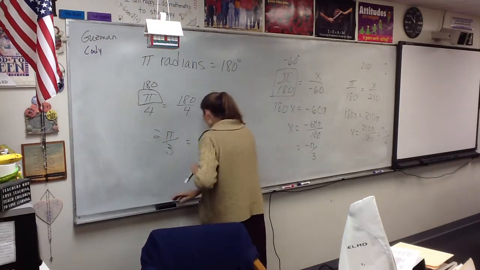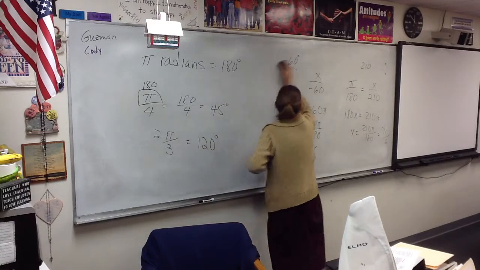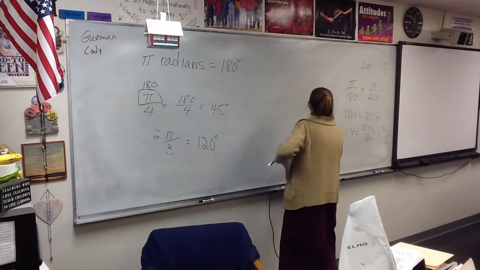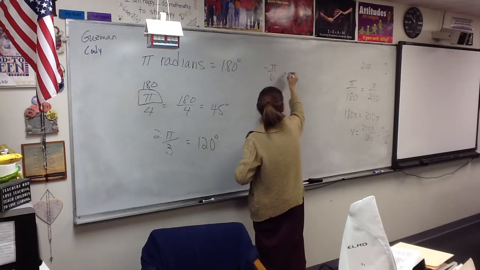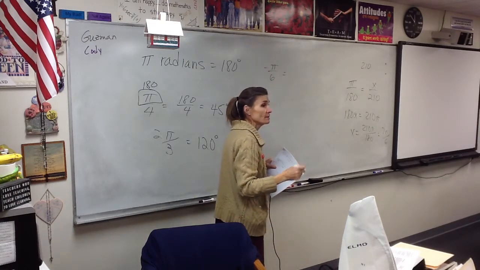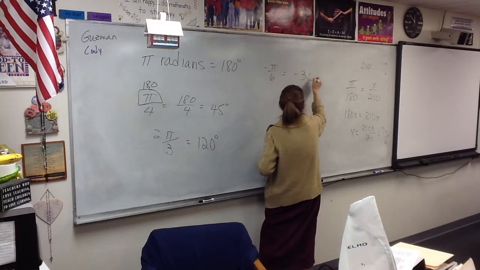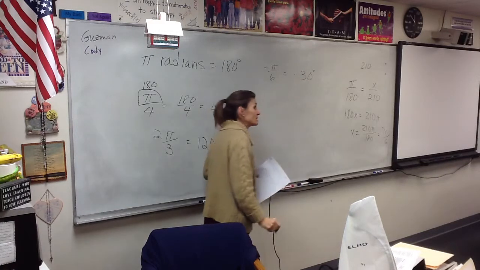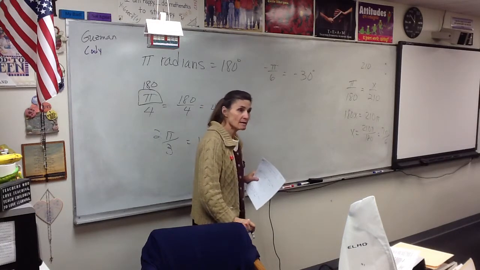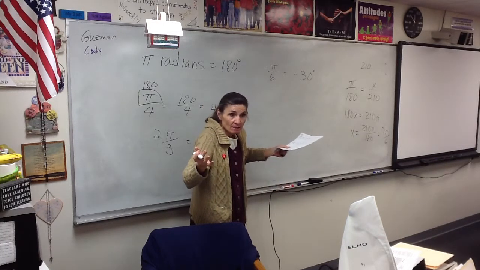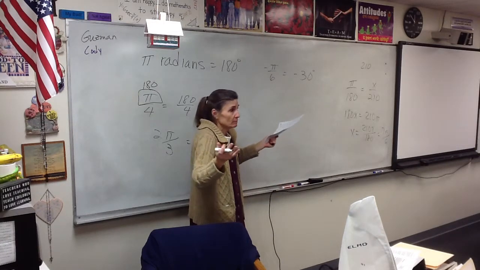Negative pi over 6. What do you think about that one? What do you think that is? Negative 30. If you said negative 30, you are exactly right. Because what's pi? 180 divided by 6 is 30. Negative 30.